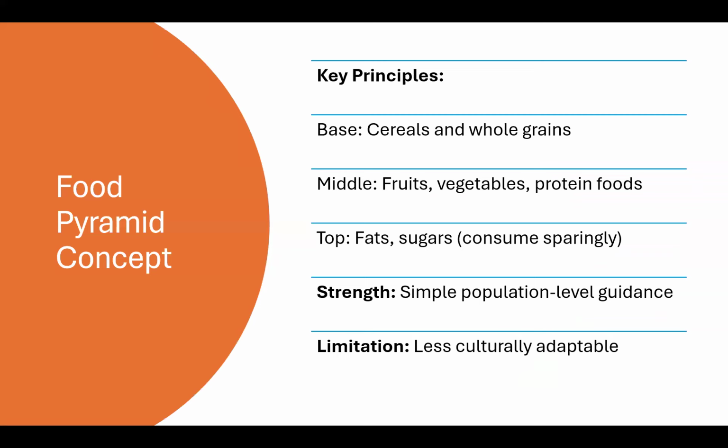Now we come to the concept of food pyramid. The key principles are at the base of the food pyramid, we have cereals and whole grains, and in the middle, we have fruits, vegetables, proteins, and foods. At the top, we have fat and sugar, to be taken in very minimum quantity. The strength of this is that it is a simple population level guidance and it is easier for everybody to understand. And its limitation is that it is less culturally adaptable. It means that every area or every country has their own cultural perspective, and the food pyramid, which is a concept, may not be applicable to them as it is.